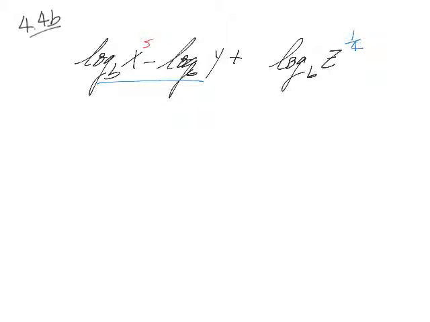Now we're going to take this and write it as a division. Since they both have a log with a base b, we can do that. We'll put our x to the 5th on top and our y on the bottom. And we'll leave the second one alone for right now.